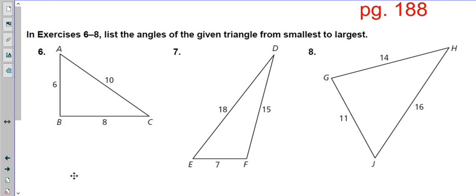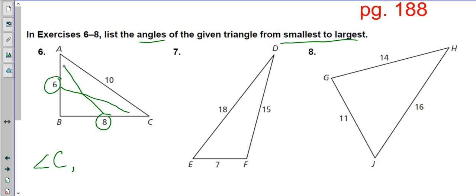Okay, so as we apply these, if we're given our side lengths and we want to order the angles from smallest to largest, I'm going to look first for the smallest side. So my smallest side is 6, so therefore my smallest angle is angle C. Okay, then my next largest side is 8, so opposite of that is angle A, so that is the next largest angle. And my largest side is 10, so opposite of that is angle B, so that'll be my largest angle.